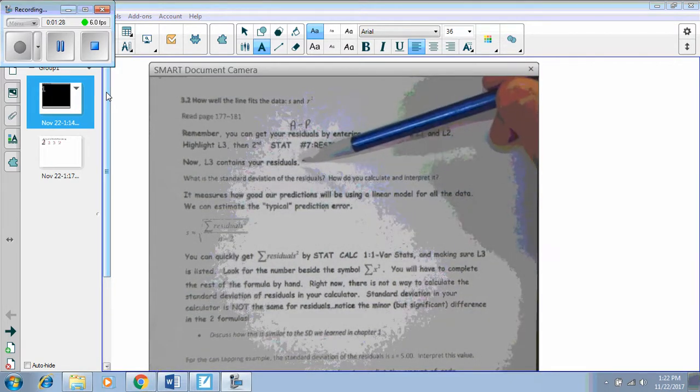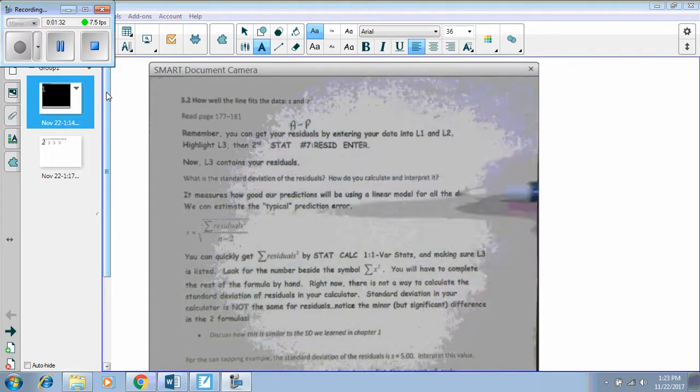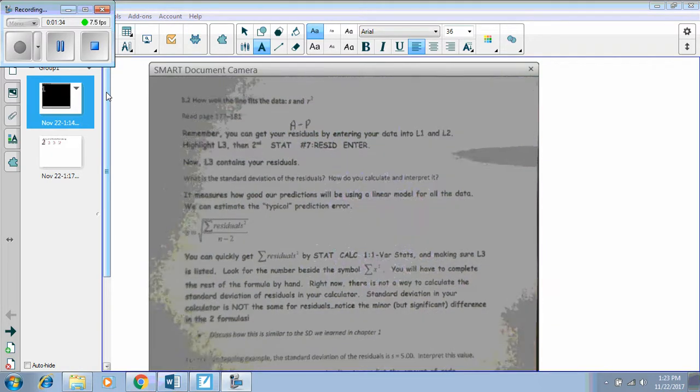So the standard deviation of residuals, it measures how good your predictions will be using a linear model for all the data. And basically what it is, is a typical prediction error. So when you predict a data point from your prediction equation or least squares regression line, the standard deviation tells you is typically how much it could be off by.